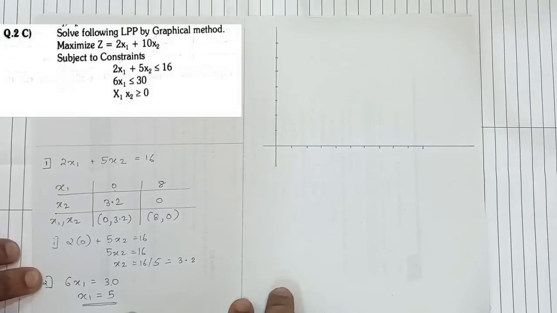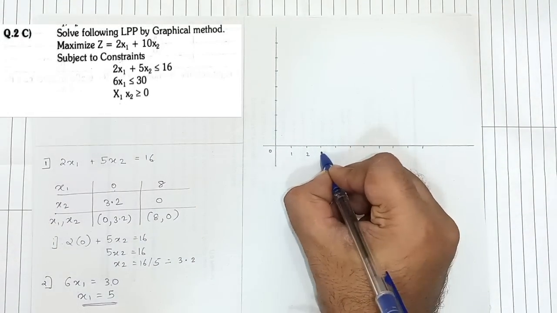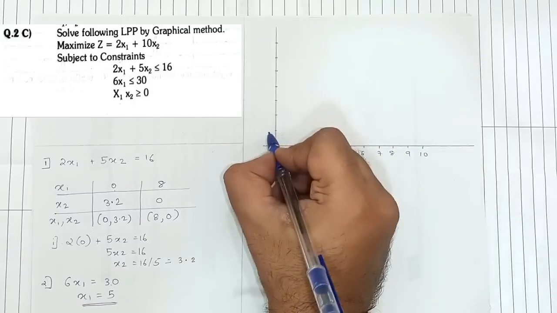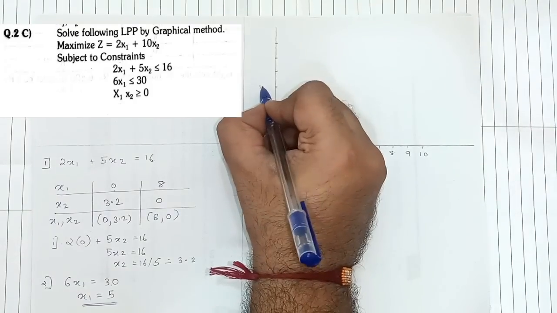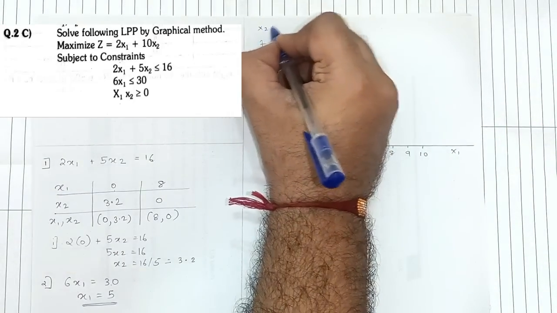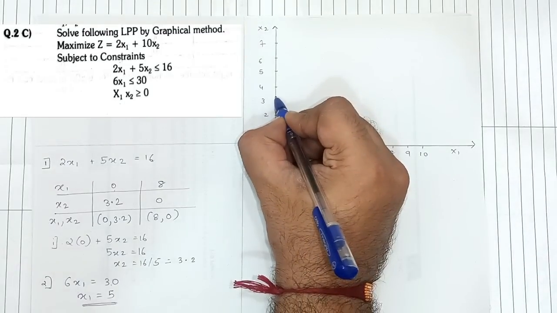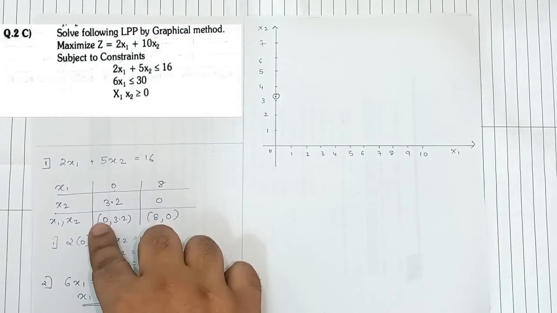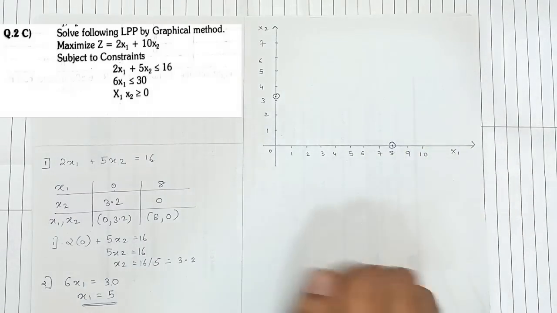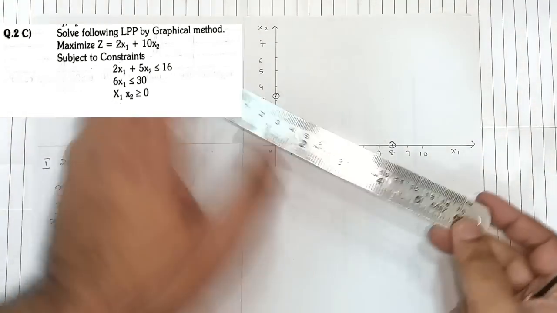Now let us see how we plotted here. So x and y, I'll write here 0, 1, 2, 3, 4, 5, 6, 7, 8, 9, 10, and 1, 2, 3, 4, 5, 6, 7. This is x1, this is x2. First point: x is 0 and y is 3.2, so I'll mark 3.2 somewhere here. Next is x is 8 and y is 0. So those are my points. I will make a line joining those 2 points.